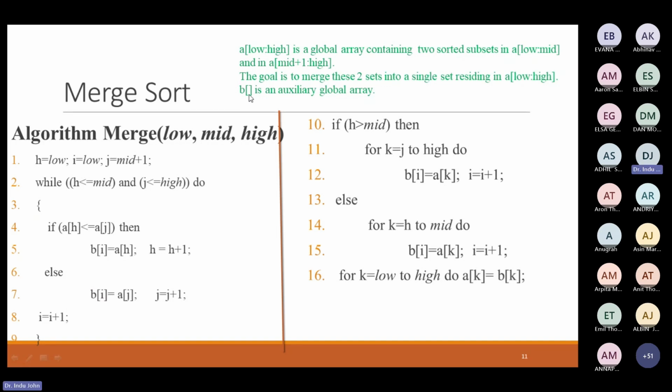So there is an additional space requirement. If the original array has n elements, there is an additional space requirement of order of n, big O of n, for this merge sort procedure. The name of this temporary array that we are going to use is B.